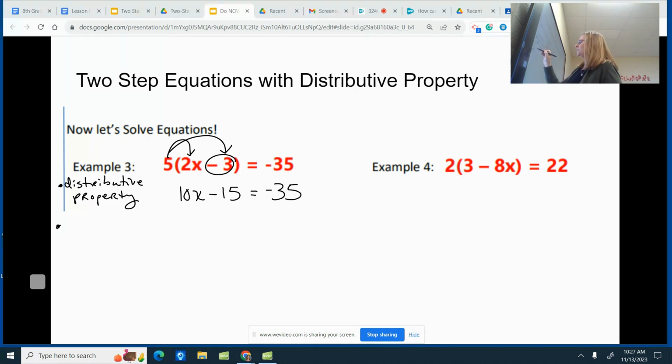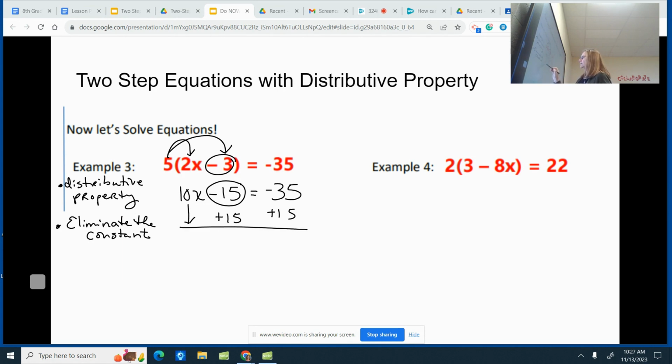So my next step is to eliminate the constant. And in this case, the constant is here, the -15. So I'm going to do the opposite of that. So I'm going to add 15 to both sides of the equal sign. Bring down my 10x. So I have 10x equals -35 plus 15 is -20. I didn't have to do anything with the -15 plus 15 because they cancel out.